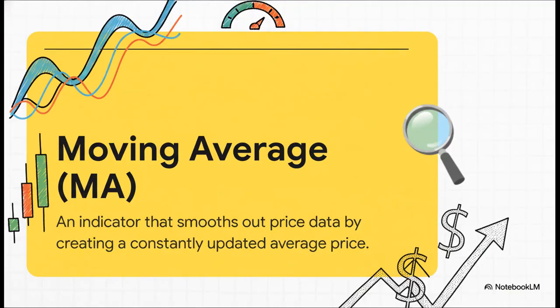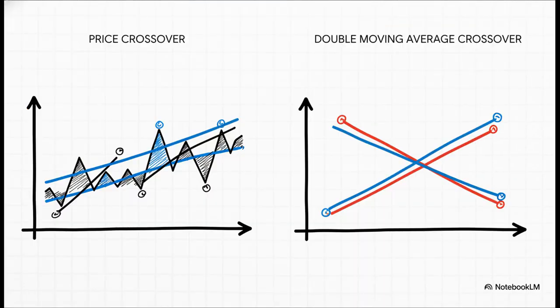So, what is a moving average exactly? Well, the MA, as it's called, is basically an indicator that calculates the average price of something over a set period of time. What you get is a single, smooth, flowing line on your chart, which gives you a much cleaner look at where the trend is actually going. And we're going to focus on two main strategies built around this idea. First, the super straightforward price crossover, and then the slightly more advanced double moving average crossover.